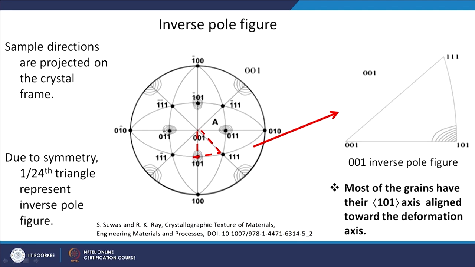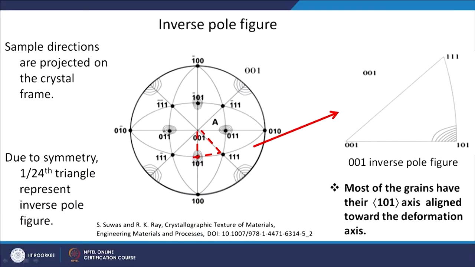What do we mean by inverse pole figure? You can take one particular triangle. There are 24 triangles and all are symmetrical. So any one triangle I can take, and that I am plotting here. You can see that at 101 you have more intensity. When a large number of grains are oriented with this kind of orientation, you will see more points falling on these particular poles, and that is how you get the texture information through the pole figure. As you can see, it is more at 101.